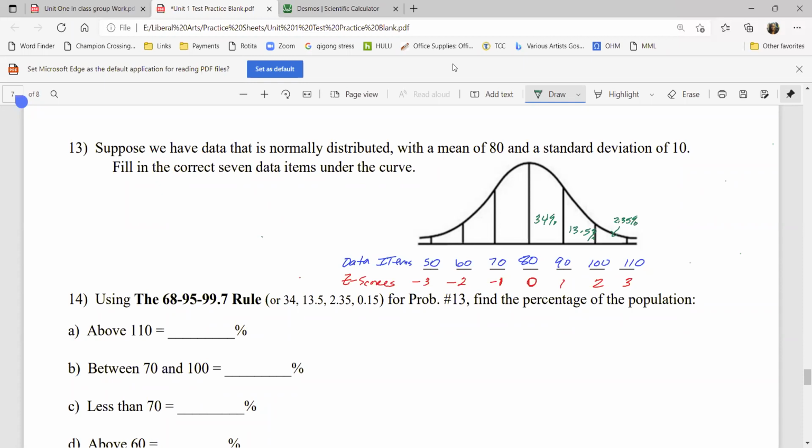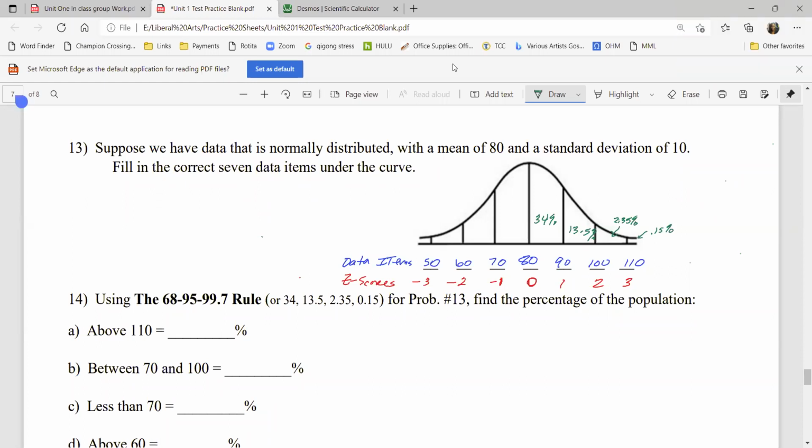This is the breakdown, yes. And then this little tail end right here, this little piece right there, is going to be 0.15%.